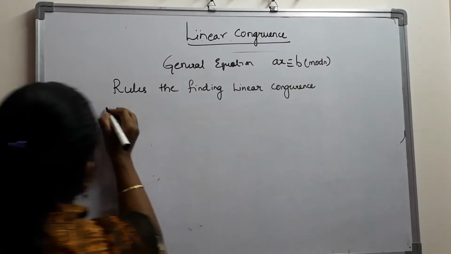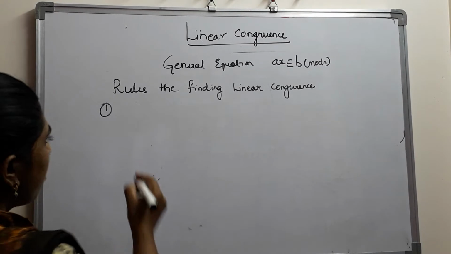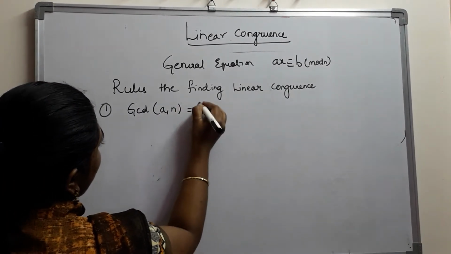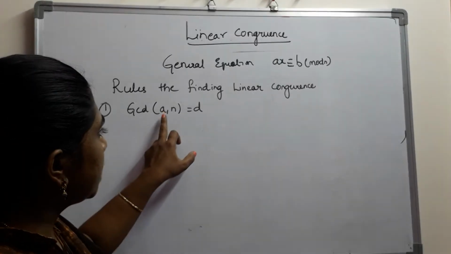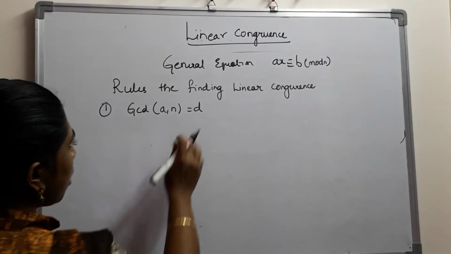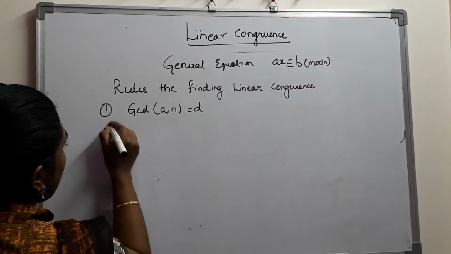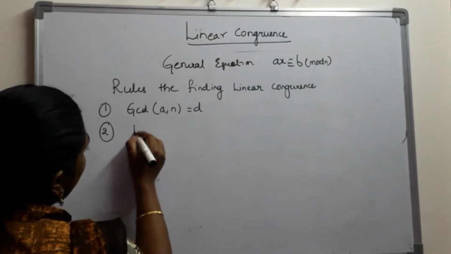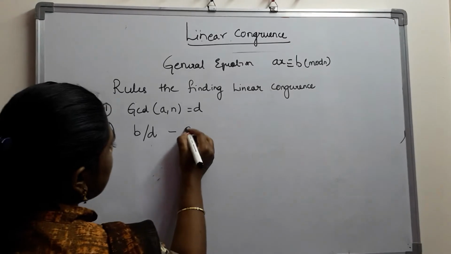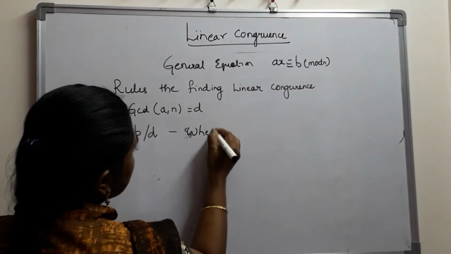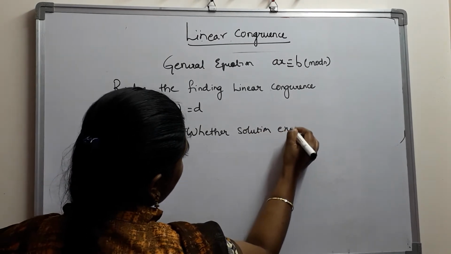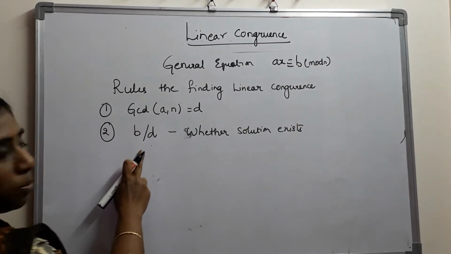Coming to the first rule, the GCD of A comma n is equal to D. When you find the GCD of A comma n, we get the output D, or the remainder value is D. Then coming to the second step, we need to find B by D. This B by D tells whether a solution exists or not.